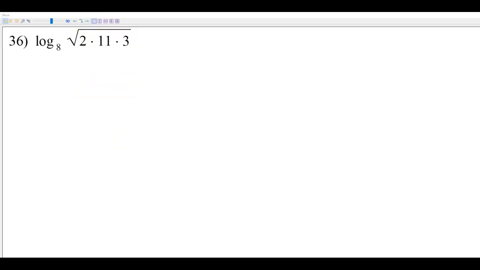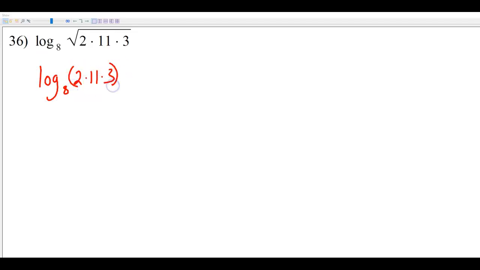Now we're going to do the same thing as 32 and 34, but now we're working backwards. We want to split these things apart, break it apart, or expand it. Now, on this particular problem, we have a square root, and we're going to rewrite this as an exponent instead.